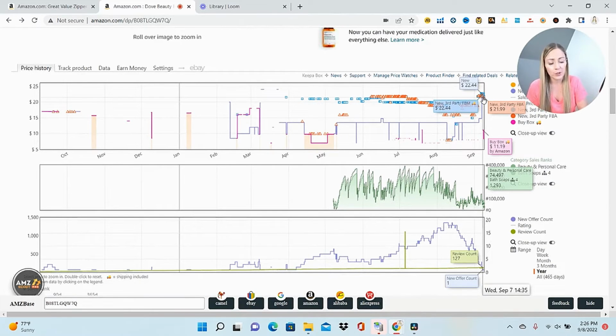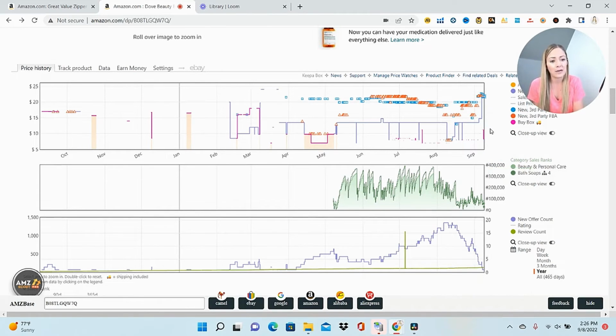So you never want to purchase a product based on that spiked buy box, because 99% chance that buy box is not going to stay there. It is not going to stay spiked. It is going to come right back down. And then you're going to have a product that you think you're going to make a profit on, and now you're not going to make a profit at all. You might even lose some money on it.